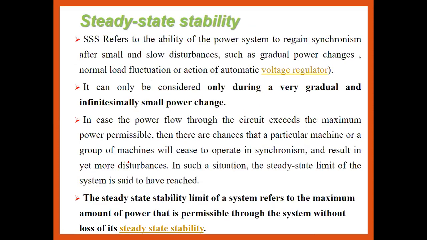Okay, so with reference to steady state stability, that is specifically concerned with unit number 2, it's nothing but the ability of the power system to regain synchronization for small and slow disturbances such as gradual power changes, load fluctuations, voltage regulations, and excitations that come into the picture. That's called steady state stability.